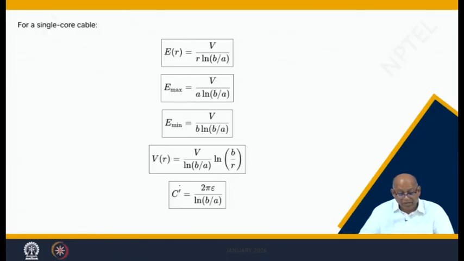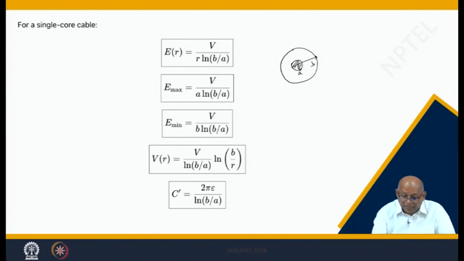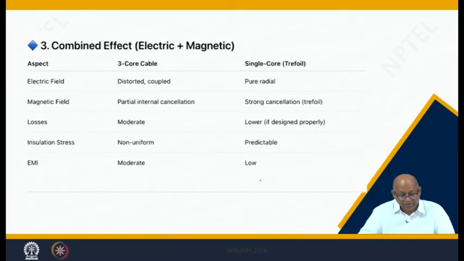So these are some of the important formulas. That means, if there is a cable with a concentric conductor and there is insulation outside, with radius A and radius B, then at any distance r this is the potential gradient or electric field, maximum at the surface here, minimum here, and the potential at any point will be this, and the capacitance per unit length is this. This is the summary of what we just did.